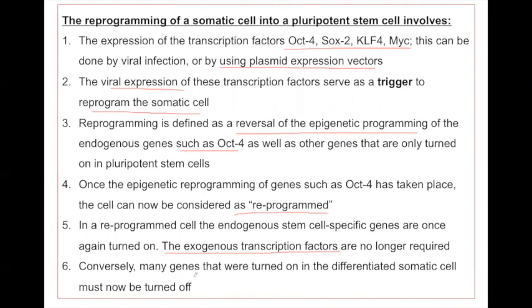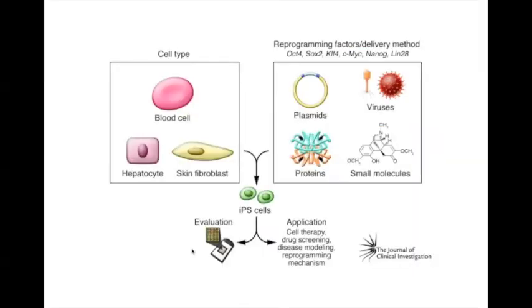Many genes that were turned on in the differentiated somatic cell, of course, are now turned off. And this again is overcoming what is called the epigenetic barrier. So here are our different cell types. We have blood cells, hepatocytes, skin fibroblasts, for example.